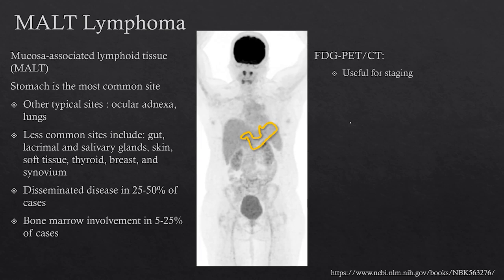Looking at MALT lymphoma. The stomach is the most common site. Other sites include ocular adnexa and the lungs. Less common sites are the gut, lacrimal and salivary glands, skin, soft tissue, thyroid, breast, and synovium. You would have disseminated disease in about 25 to 50% of cases. Bone marrow involvement is 5 to 25%. FDG PET-CT is useful for staging MALT lymphoma.